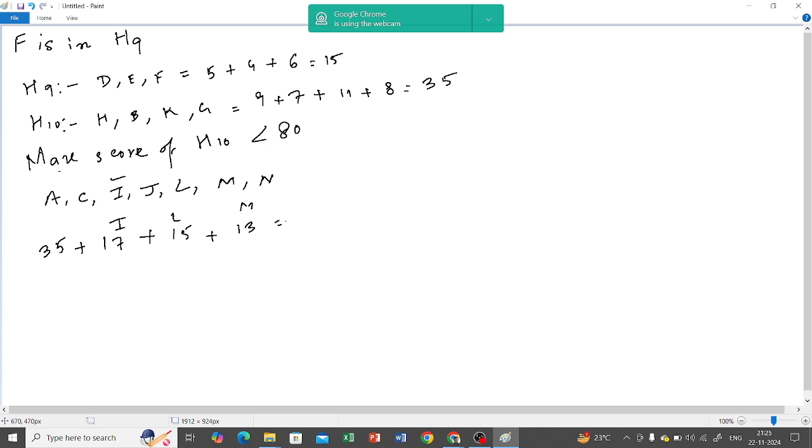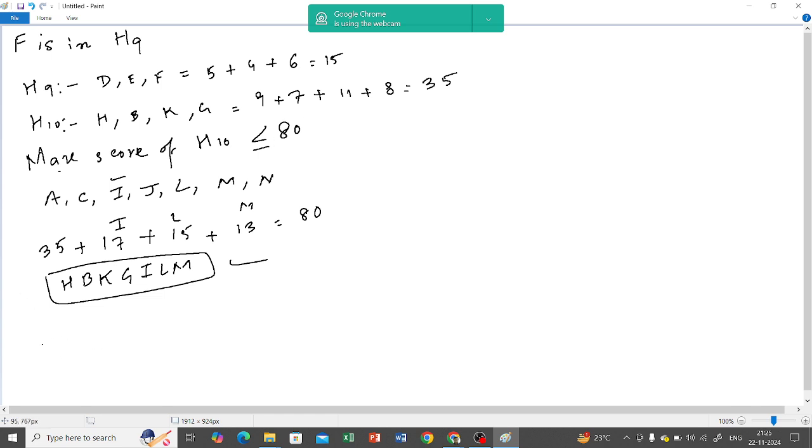So if I add all of them, I'm going to get 80. The score has to be less than or equal to 80 and this is 80. So this is a valid team. So what is the team? H, B, K, G, I, L, M. This is a valid team. Okay. Now second case. So this is one case.